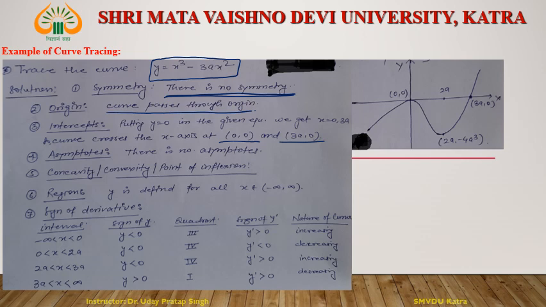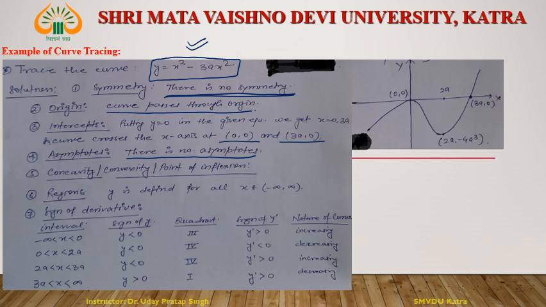Asymptotes. Is there any asymptote? You can easily verify from the previous lecture on asymptotes. There is no asymptote of this curve, right? No asymptotes, either rectangular or oblique. This curve does not contain any asymptotes.